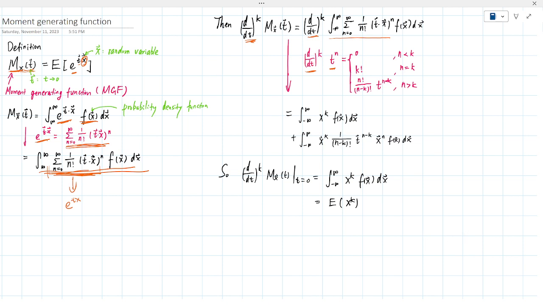For n less than k, the term will go to 0, because if you take the derivative of a polynomial more times than its degree, it will go to 0. If n is equal to k, it will become a factorial, and if n is greater than k, then we have this expression.